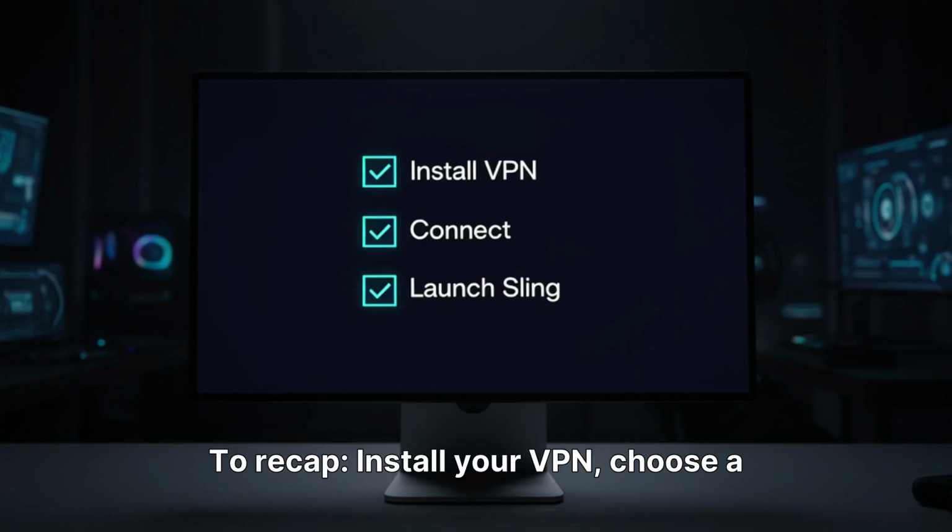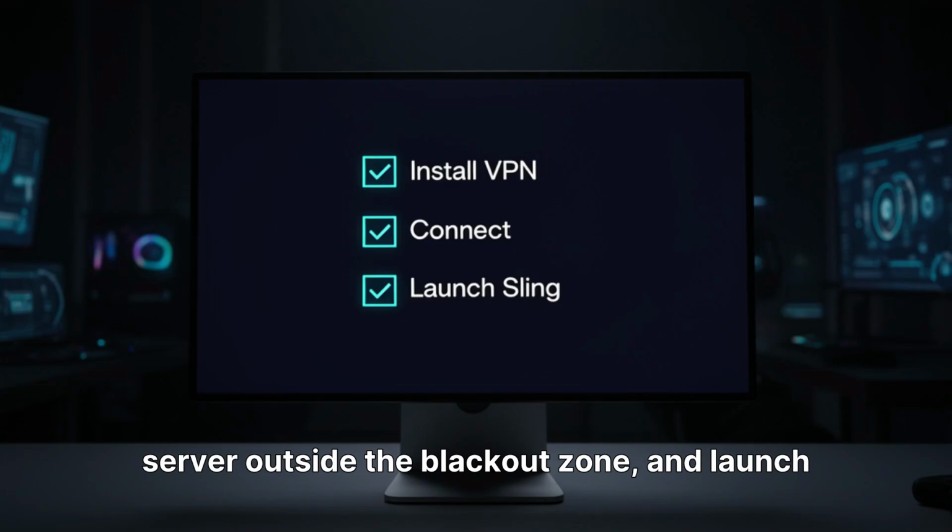To recap, install your VPN, choose a server outside the blackout zone, and launch Sling. Simple as that.